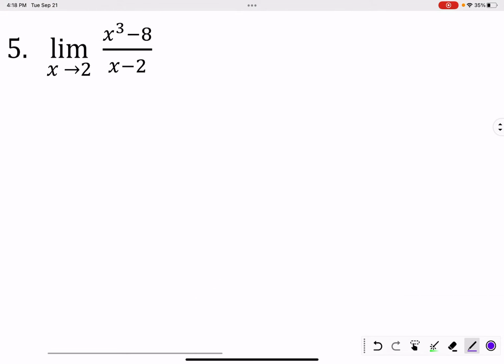We have 5, the limit as x goes to 2 of this cubic function. So let's see, we're going to have to factor. If I was to plug in 2, I would end up with 0 over 0. That indicates we need to do some factoring. Since this is cubic, I like to identify my a and b terms. In this case, the cubic root of x cubed is just going to be x, and then b is going to be the cubic root of 8, which is just 2. Then we're going to plug in the formula.